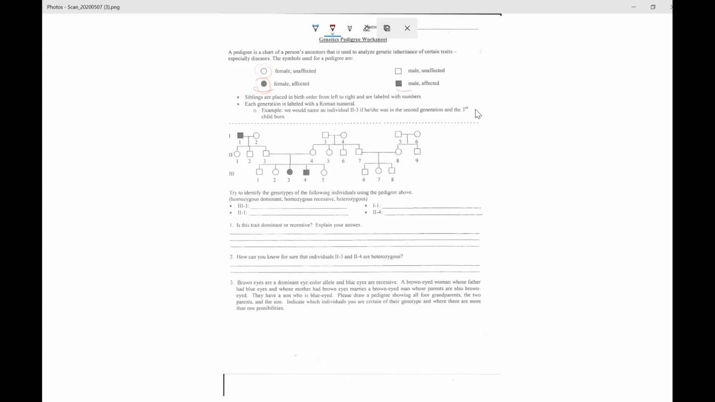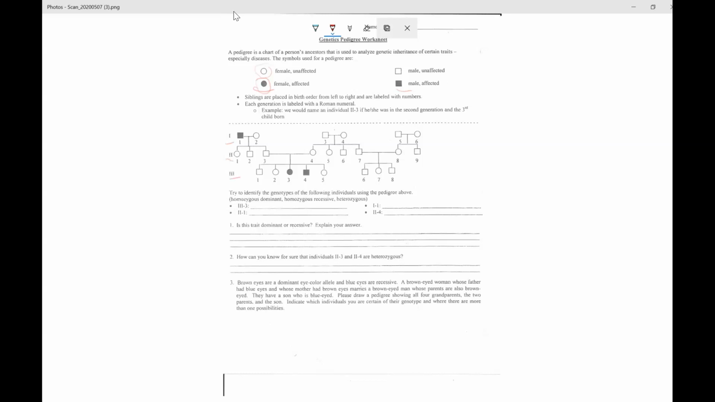So right here, basically the second generation, these 1, 2, 3. This number 1, this female, would be the first child of this first couple, 1 and 2. Second would be the son, and then the third child would be this second son. And each generation is labeled with a Roman numeral, I, II, III, and there can be more, but this pedigree only shows 3 generations.